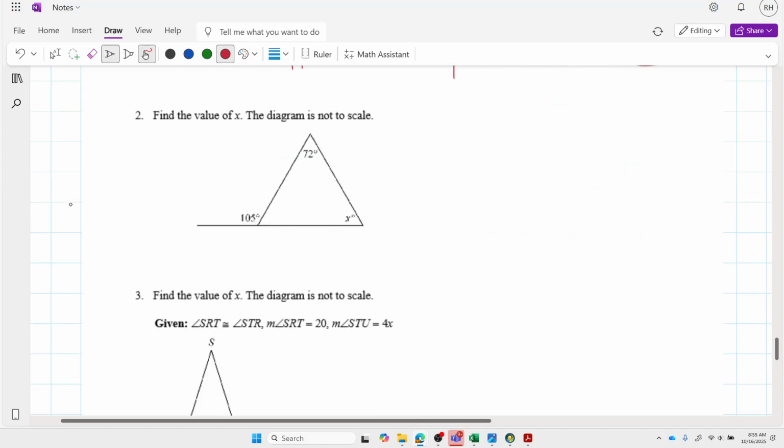All right, number 2, it's an exterior angle problem. Find the value of X. Here's the X. All right, so an exterior angle is equal to the sum of its two remote interior angles. So 105 is equal to 72 plus x. Subtract 72 from each side. So 33 is equal to x.